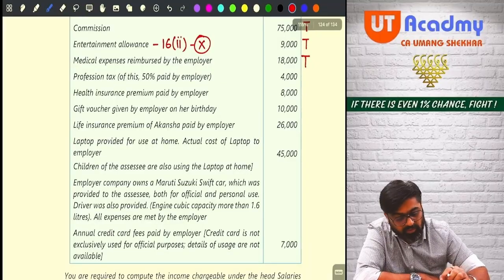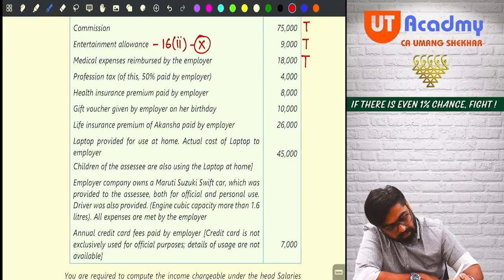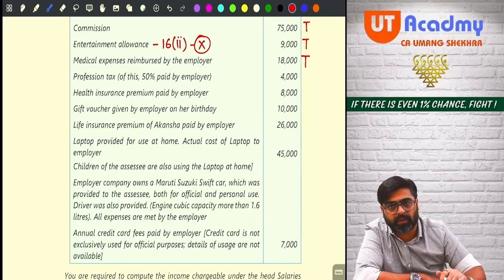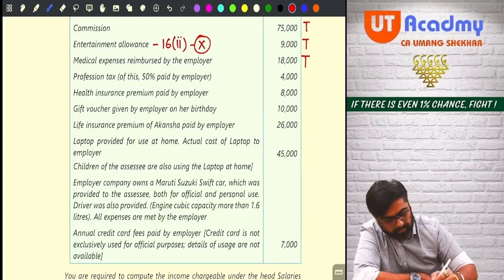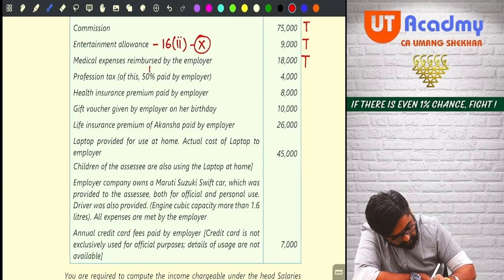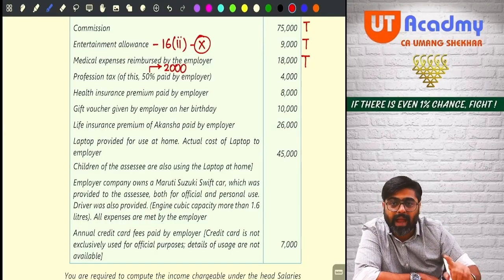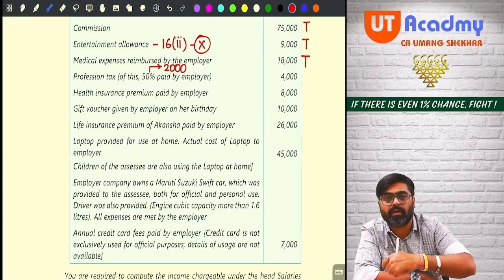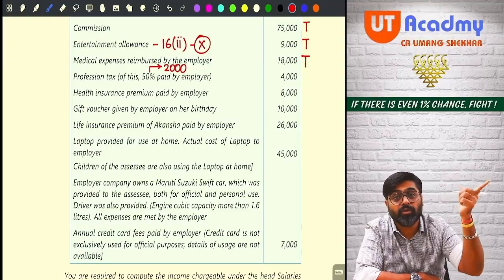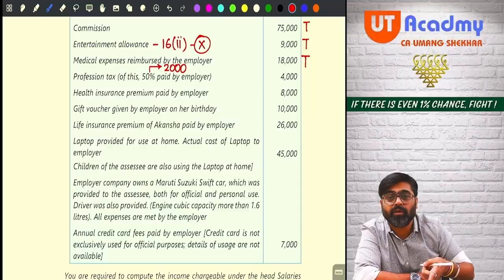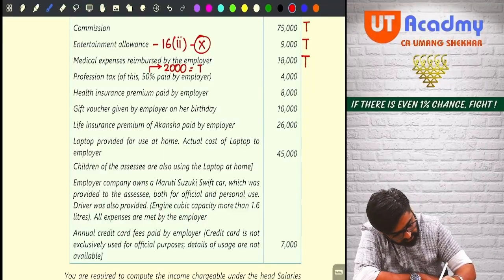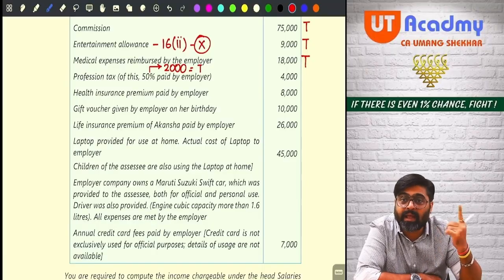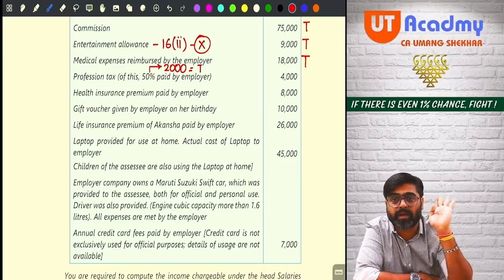Professional tax, 50% paid by the employer. Meaning that, see, 4,000 total professional tax is paid. 50% of that is paid by the employer. Meaning that, can I say 50% is how much? 2,000 rupees paid by the employer. And the professional tax, which is your professional tax, on your behalf it is paid by the employer. Don't you think, under 17 subsection 2 clause 4, your obligation is met by the employer? This is a perquisite for you. So first of all, this 2,000 will be T for taxable. Entire 4,000 is not taxable because entire 4,000 is not paid by the employer. Only 2,000 is paid by the employer. That 2,000 will be taxable.